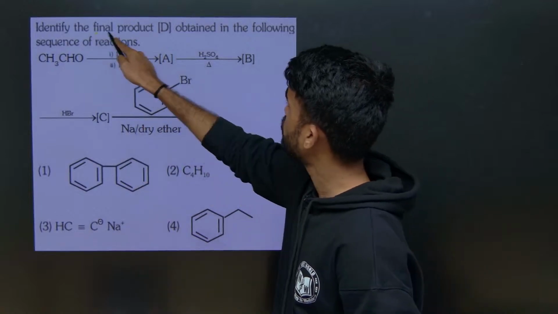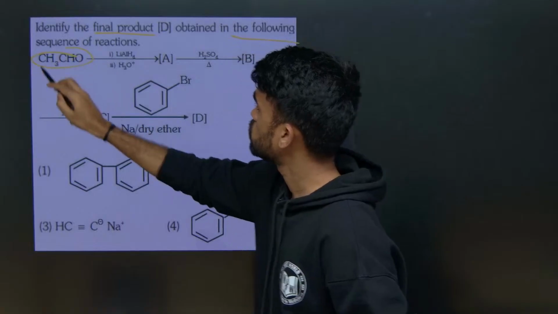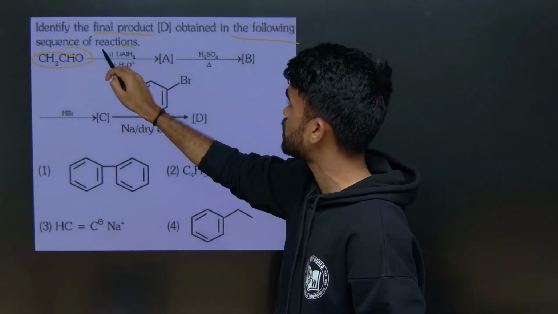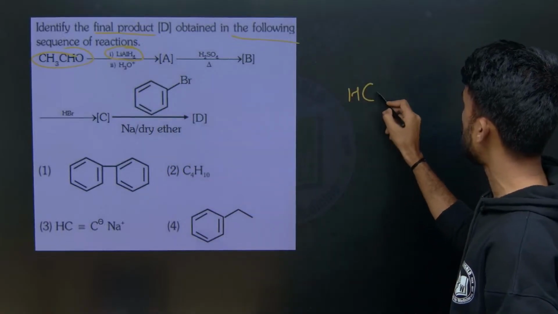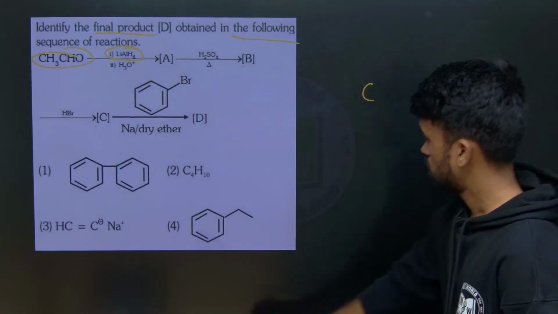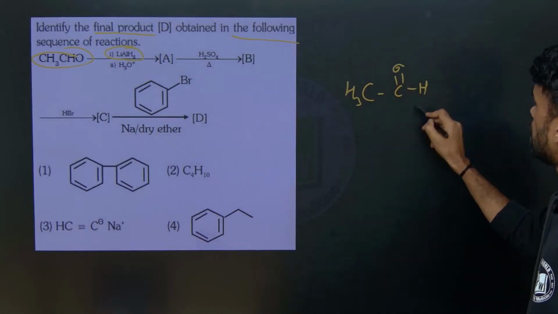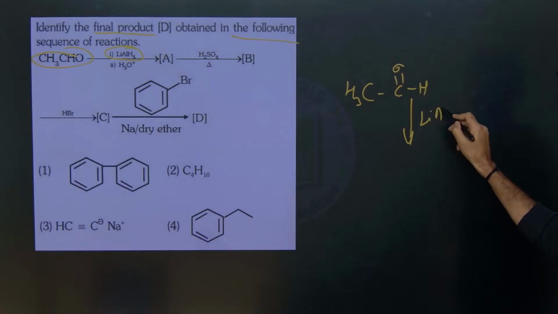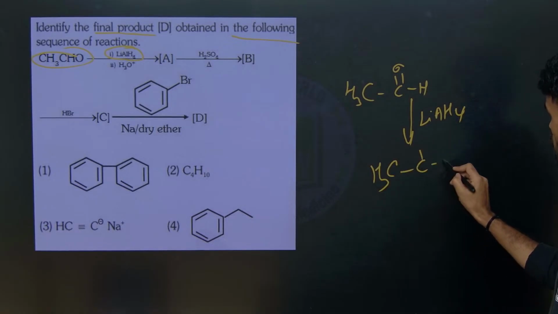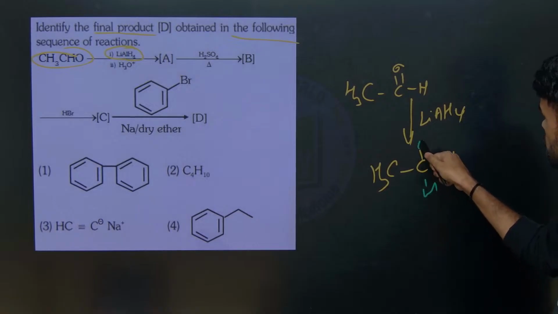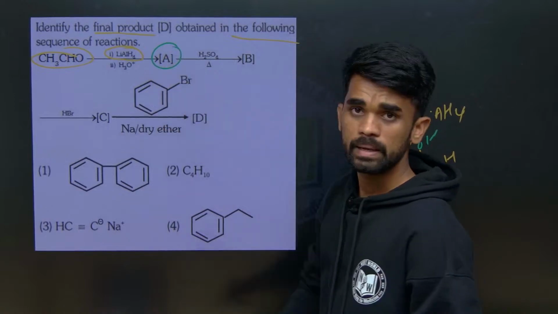Okay, identify the final product D obtained in the following reaction sequence. Okay, so this one, an aldehyde upon treating with lithium aluminum hydride, what can we get? So we will be getting alcohols. Aldehydes always, aldehyde CH3CHO converts with lithium aluminum hydride. So this gives what? CH3CH, again here 1 H, here it will become OH, right? So alcohol is formed.